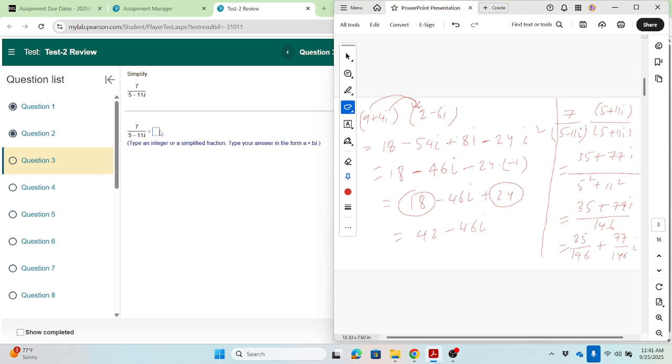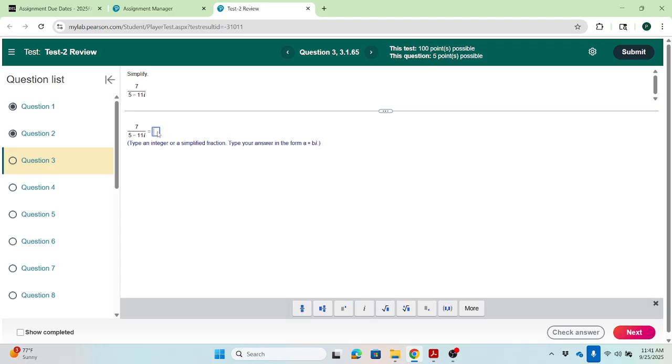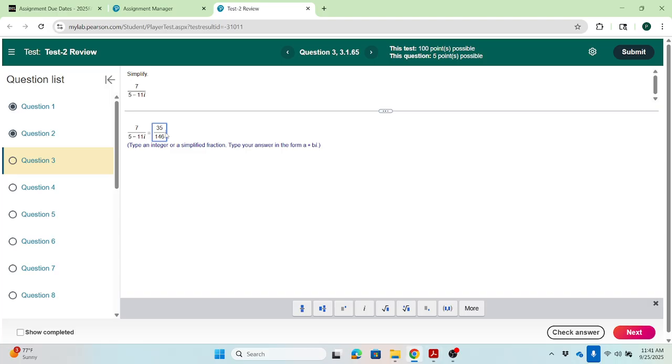So I'm going to type that answer, 35 divided by 146, and then the second part is plus 77 divided by 146 i. So here is the i.